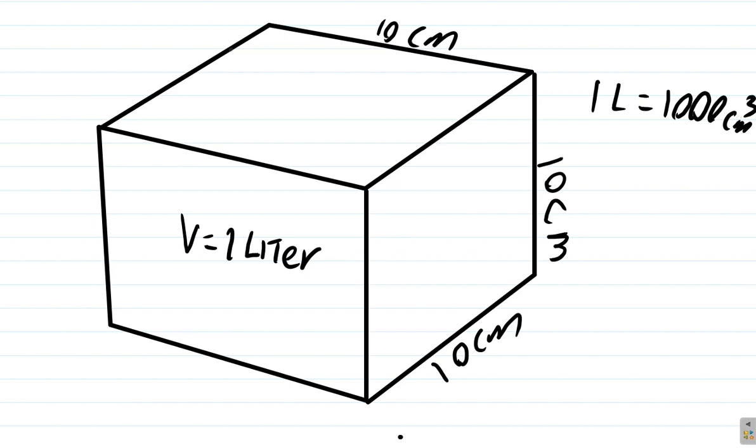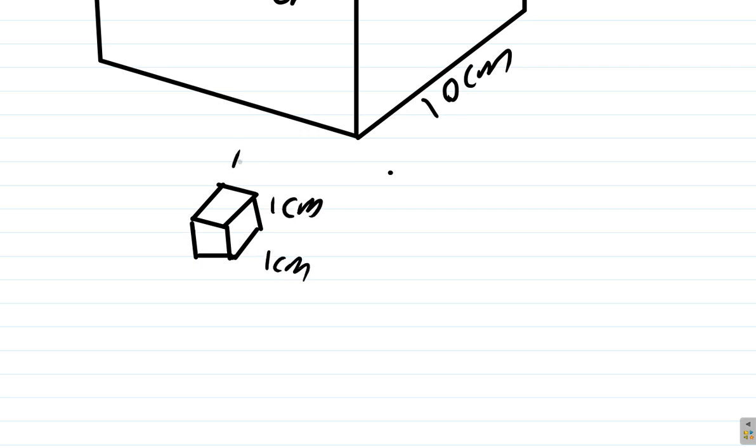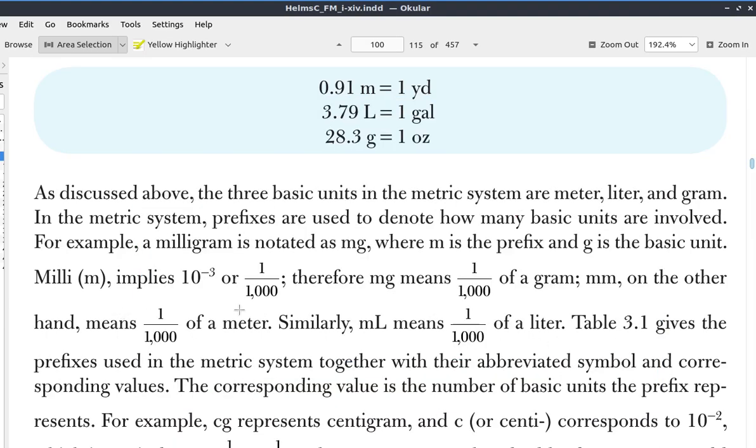Now 1 milliliter, 1,000th of a liter, is really a cube that has the sides measuring 1 centimeter. All sides measure 1 centimeter: 1 centimeter long, 1 centimeter high, 1 centimeter wide. This is 1 milliliter, 1,000th of a liter. Now, here, 1 milliliter is 1,000th of a liter.